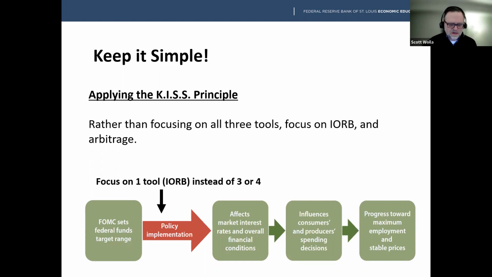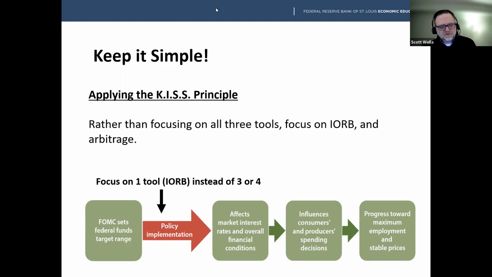Shifting the federal funds rate will affect short-term Treasury rates. It will affect the prime rate and other key interest rates in the economy. And as those interest rates shift, that influences the decisions of consumers and producers, right? If we use the example of our period in history, the Fed is raising interest rates. In our scenario, the FOMC would raise the federal funds rate target range. Then in the red arrow, the Fed would raise the interest on reserve balances rate to make sure the federal funds rate was in the target range.